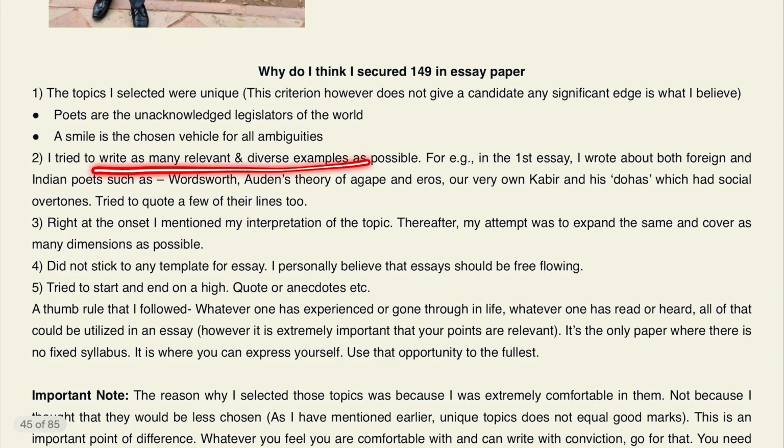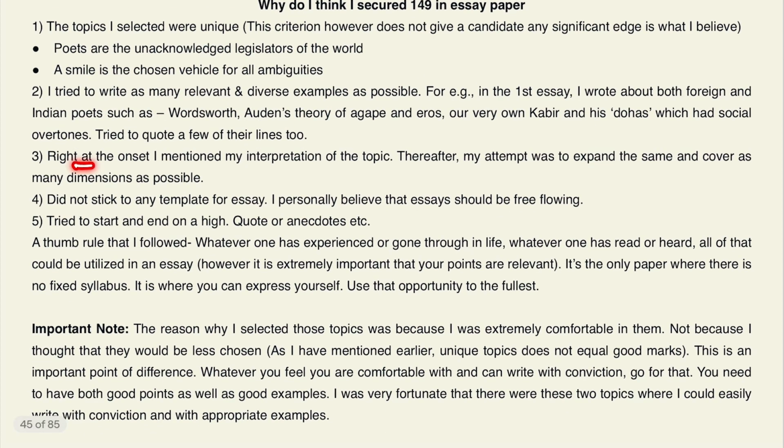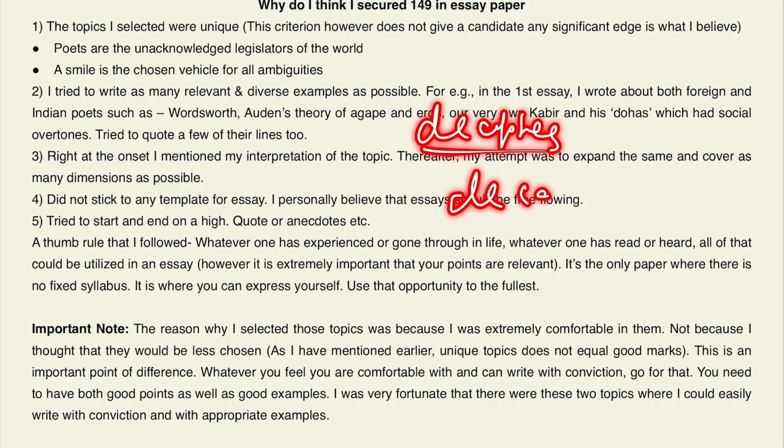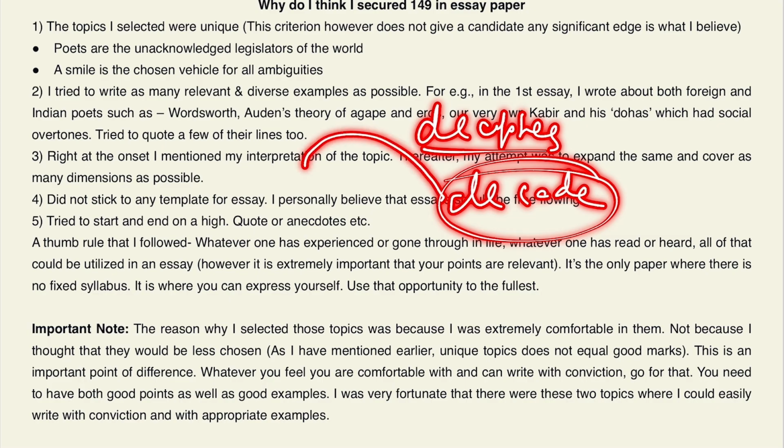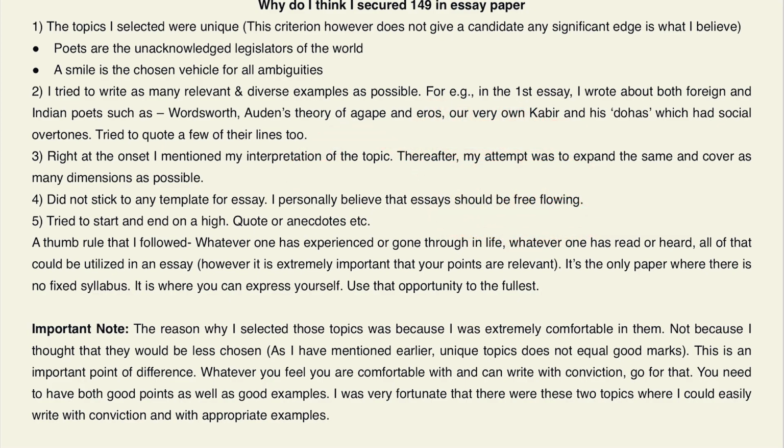So he says I try to write as many relevant and diverse examples as possible, right? Then see this, right at the onset I mentioned my interpretation of the topic. So what he is doing, he is deciphering the topic, he is decoding the topic of the essay, and he is writing the interpretation or meaning of the topic in the beginning itself. Thereafter my attempt was to expand the same and cover as many dimensions as possible. So you also need to write as many dimensions as possible.